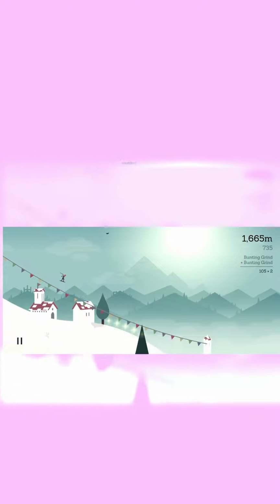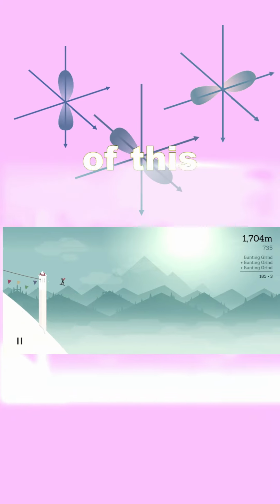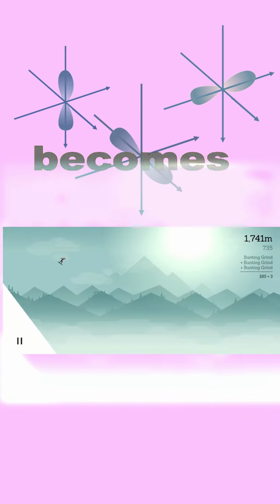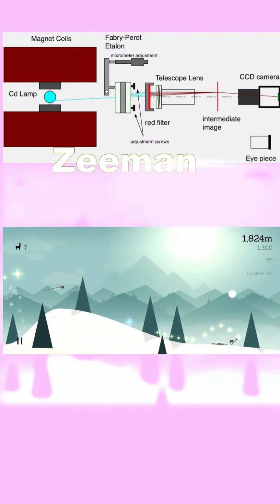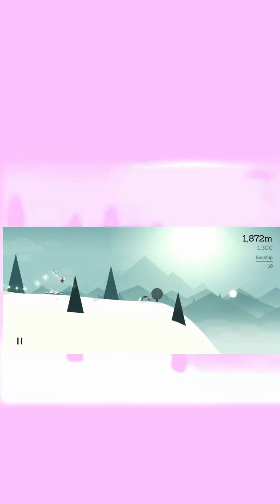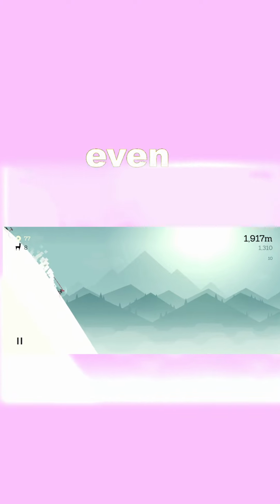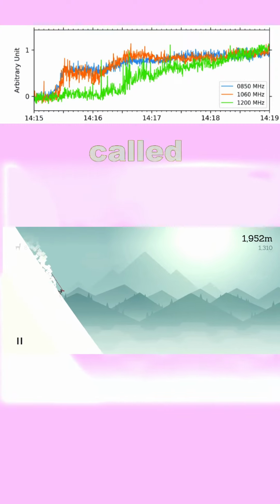The magnetic quantum number m describes the orientation of this angular momentum in space and becomes observable only when an external magnetic field is applied, as seen in the Zeeman effect. However, spectroscopy revealed an additional splitting of spectral lines even without a magnetic field, called fine structure.